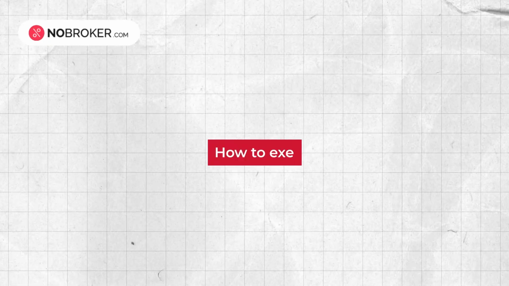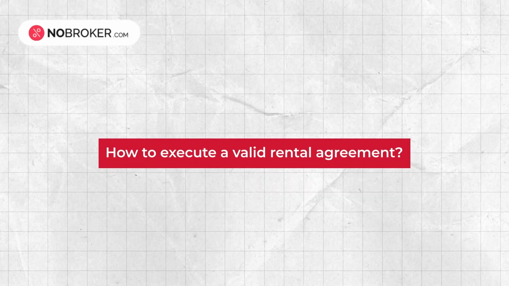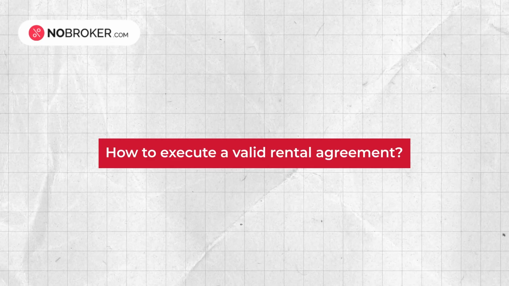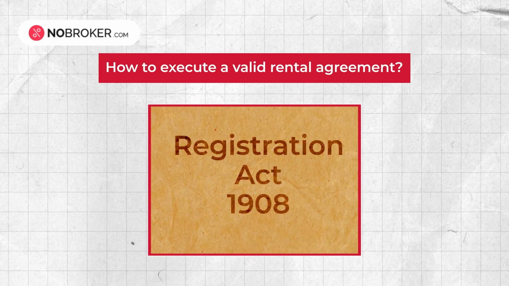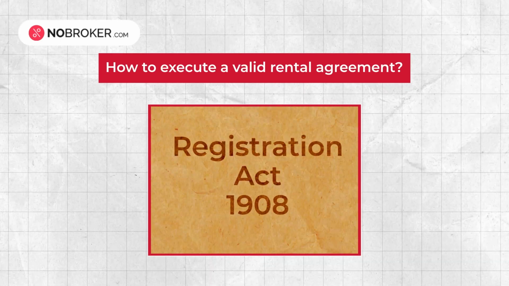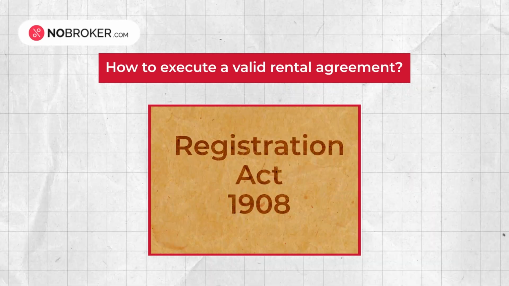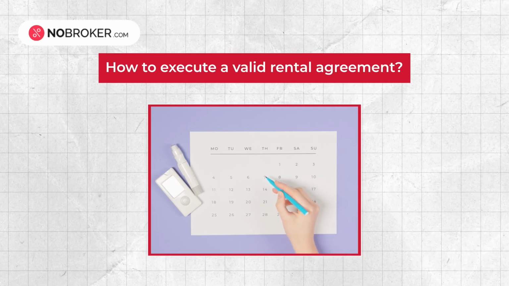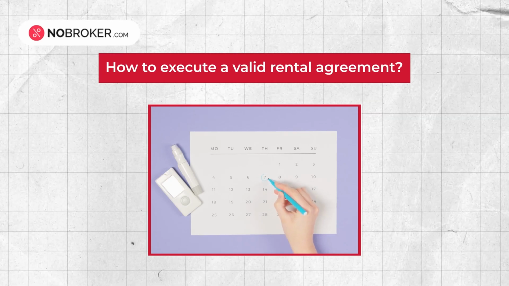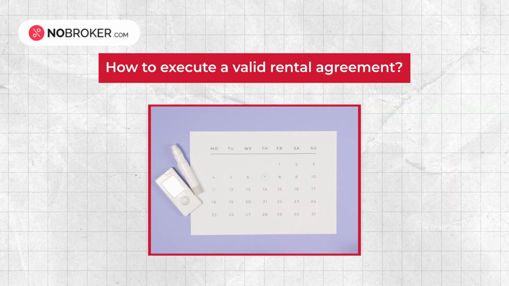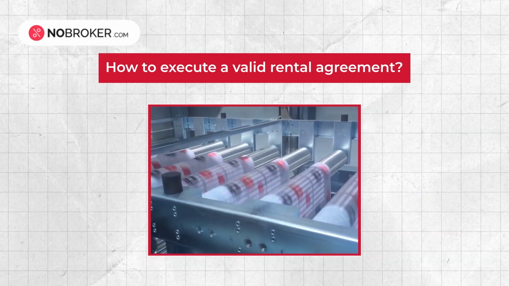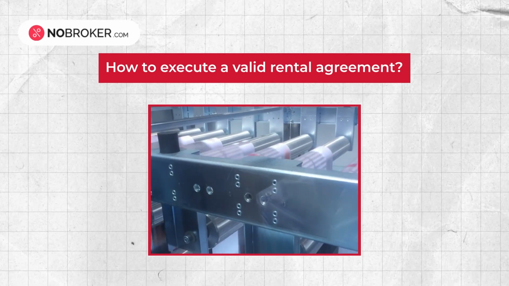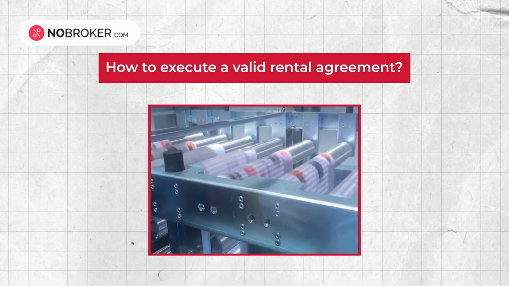Now let us discuss how to execute a valid rental agreement. A rent agreement must be registered in accordance with the Registration Act of 1908 if it lasts for a period longer than 12 months. There is no necessity to register the rental agreement if the term is less than 12 or 11 months. The rental agreement must be printed on stamp paper received from the sub-registrar office of the location where the property is located.